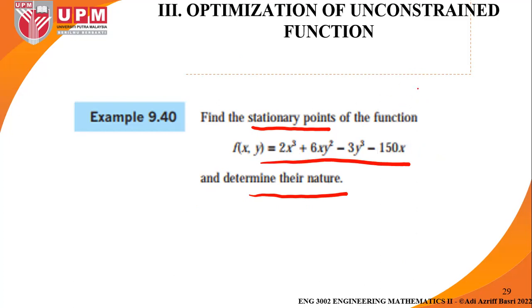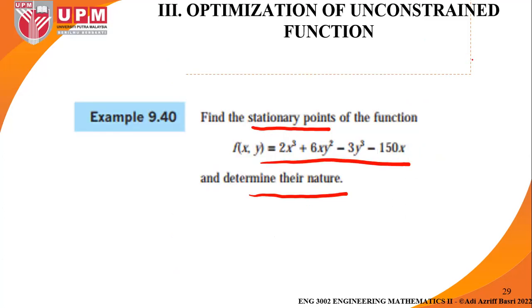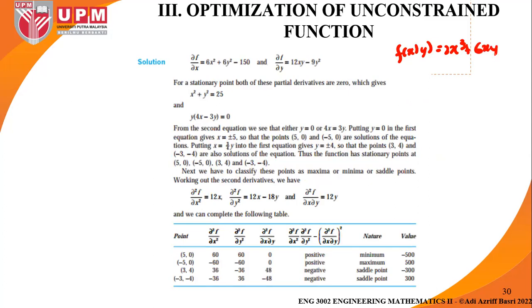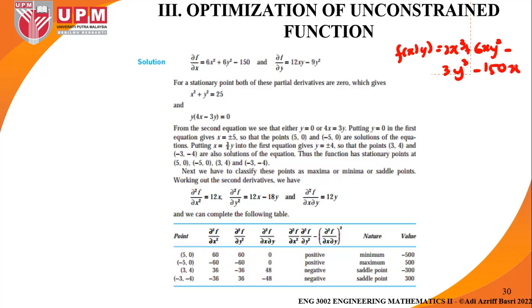f(x,y) is equal to 2x to the power of 3 plus 6xy squared minus 3y to the power of 3 minus 150x. So what you need to do first is differentiate this equation in terms of x. When you differentiate in terms of x, 2x to the power of 3 becomes 6x squared, plus 6y squared, minus 150. And the second one, you differentiate in terms of y, so you will get 12xy minus 9y squared.